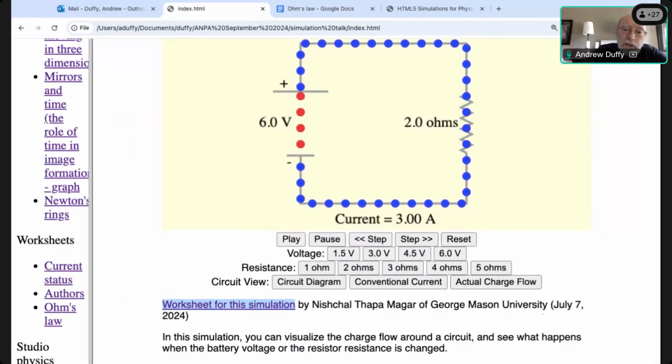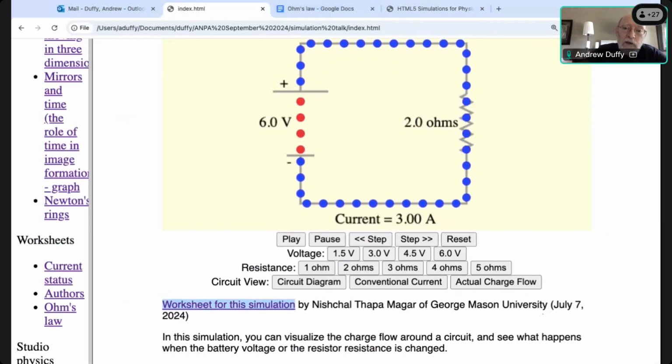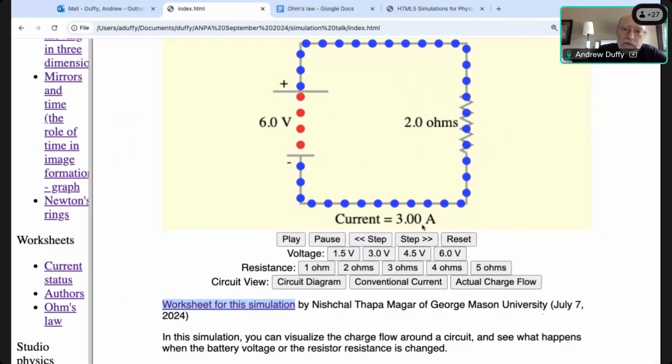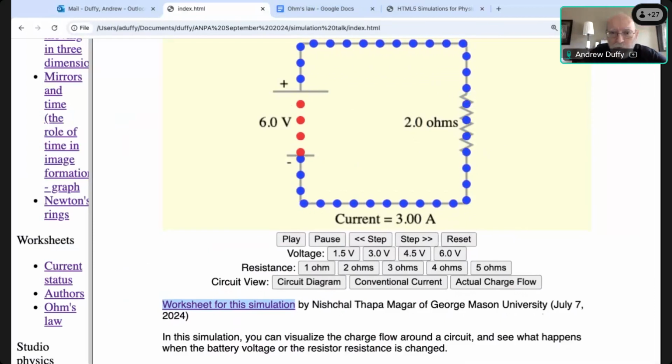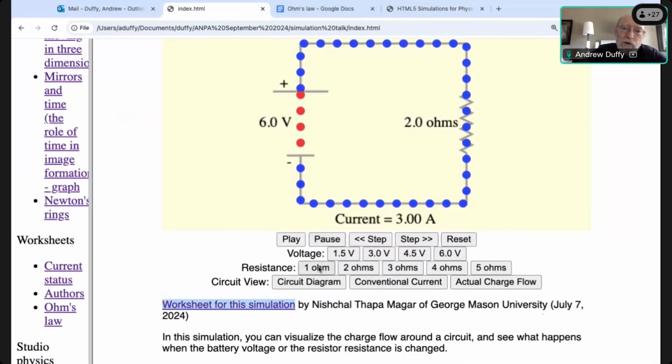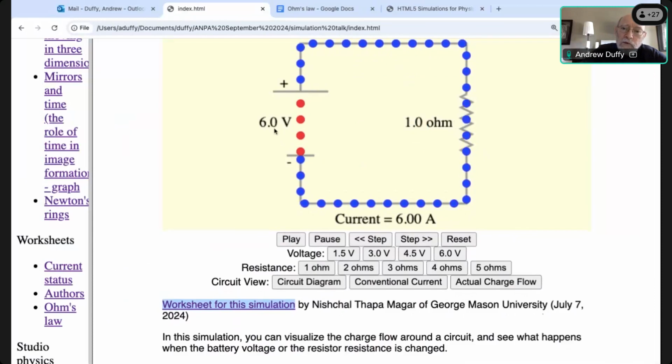And a couple of questions on this nice worksheet is, what is the maximum current you can get out of this, and what's the minimum current, right? Right now we're at 3 amps. How could we increase the current? Well, we're almost at max now. We've got the maximum voltage. We know that if we take the resistance down as low as we can, we get the most current with the highest voltage. Okay, so 6 amps is the most.